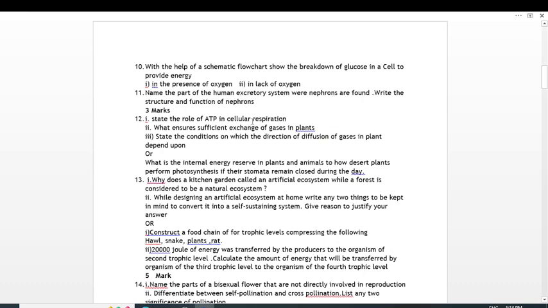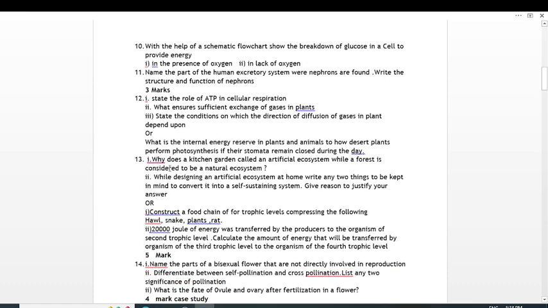Diffusion of gases. The plants need both carbon dioxide and oxygen. Oxygen the plants need for respiration, and carbon dioxide for photosynthesis. So the condition necessary is that diffusion is a process of higher concentration to lower concentration. So the concentration of gases takes an important role in diffusion of the gases in plants.